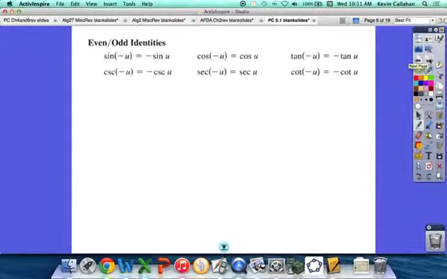Then these are called the even and odd identities. There we talked about, we didn't do much with even and odd functions earlier in the class. Right? An even function is a function that, right, even function.